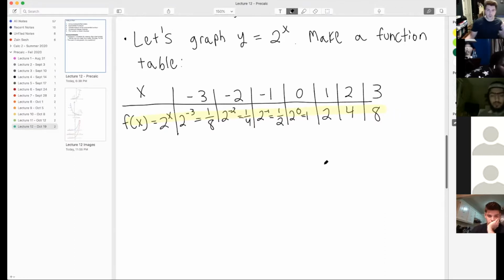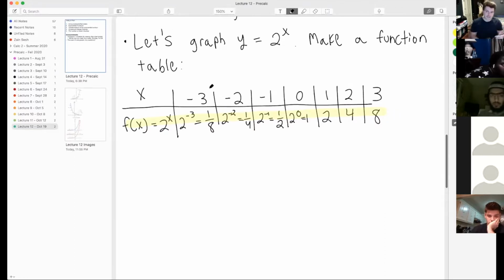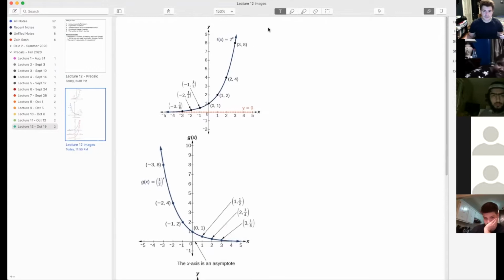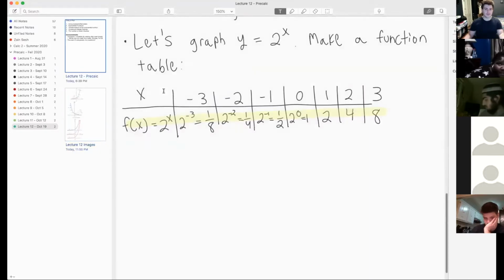Good. What you would do in practice is plot these x-y coordinate pairs and then draw a smooth line through the points. But I actually have a picture of this, so I'll just show that instead of me trying to draw it.